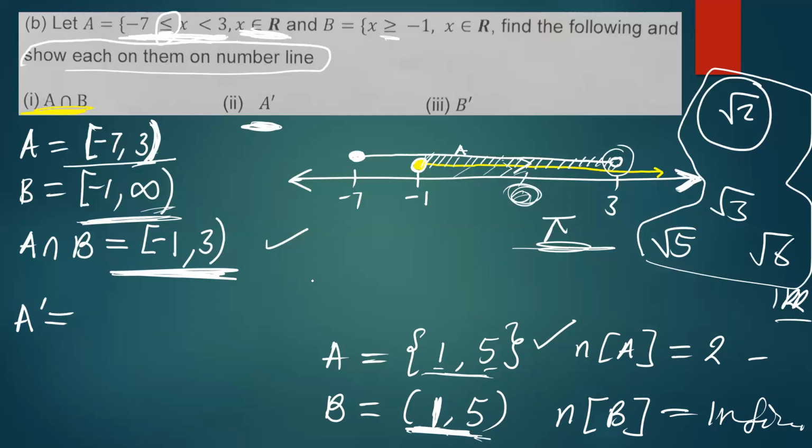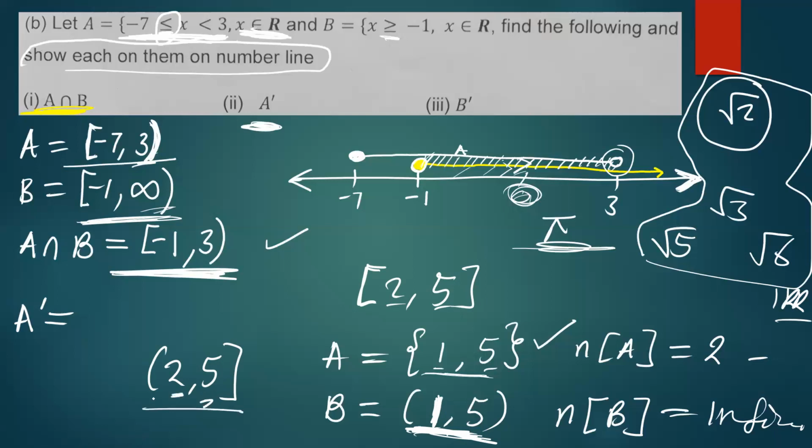Even if you write something like this, 2,5, this implies that 2 and 5 are part of the set, because we're using this kind of bracket. But in this set, we don't have 1 and 5. We're just talking about numbers between 1 and 5. So if I say 2,5, here we're saying 5 is part of this set, but 2 is not in this set because of this bracket which is there.